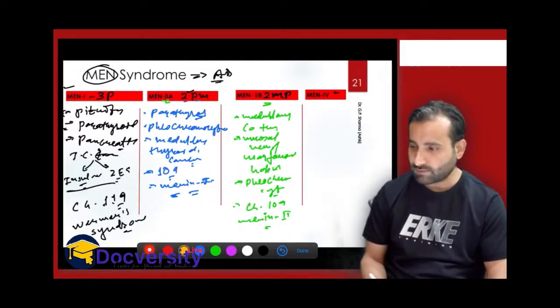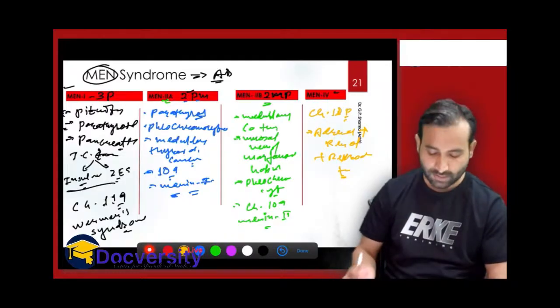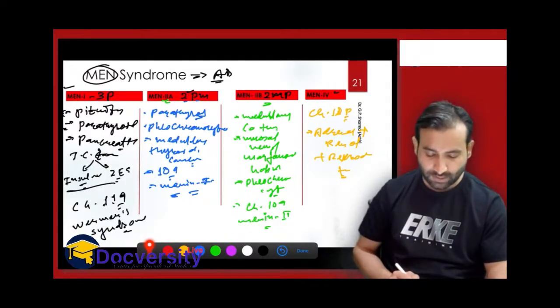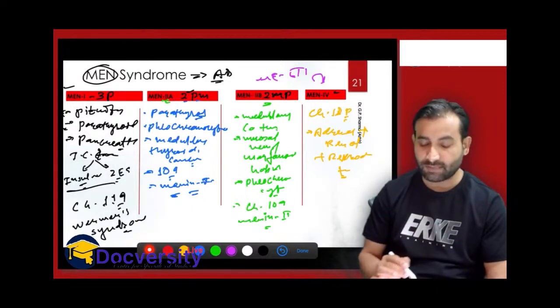And then we go to MEN4. That MEN4 is a little different entity. This is present in chromosome number 12p, right? And it produces the adrenal tumor, renal tumor, and reproductive organ tumor. What is this one? Adrenal plus renal plus reproductive organ tumor, right? So this is our MEN type 4. So MEN type 1, 2A, 2B, and type 4, right? Sometimes this type 2B is also called MEN type 3. That's why we make it MEN type 4.